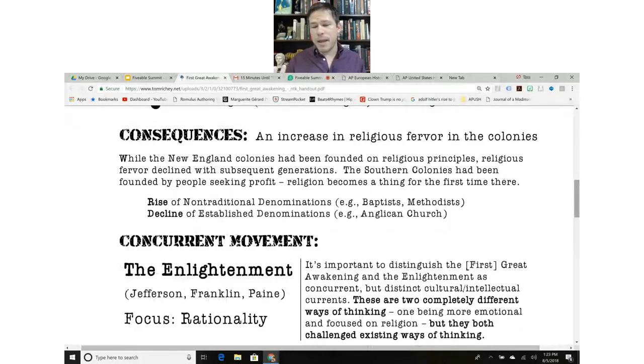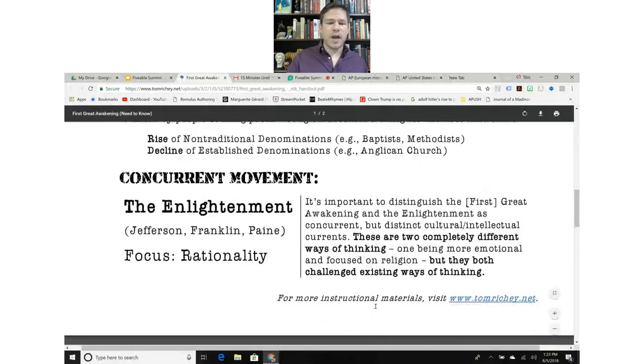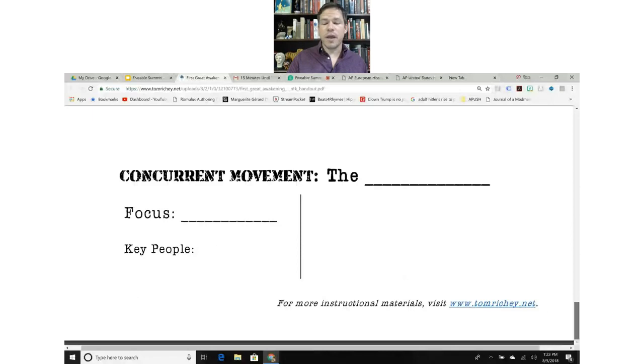That's always something I point out, that there aren't many people in the United States who are Episcopalian. At the same time, though, before the First Great Awakening, most people would have been part of the Church of England. Now, another thing that I like to point out sometimes, noting that there's a concurrent movement, the Enlightenment is going on, which is focusing on rationality, and students understanding that these are two completely different ways of thinking.